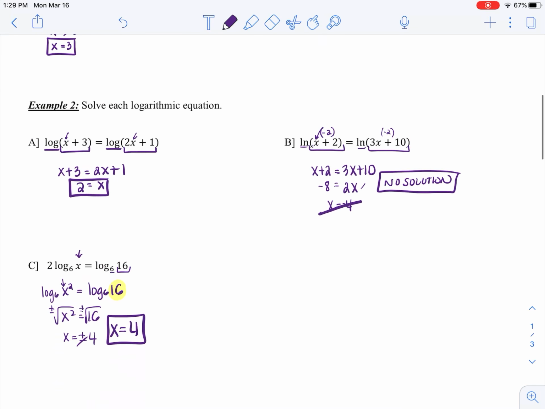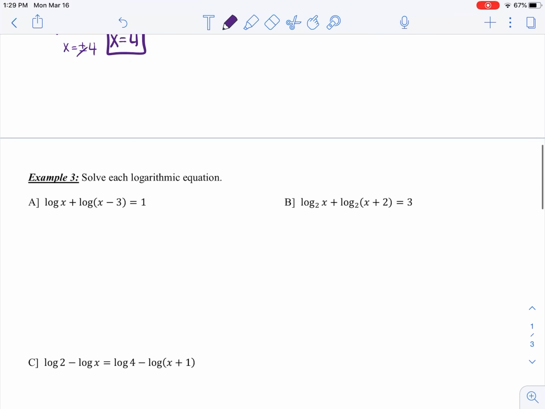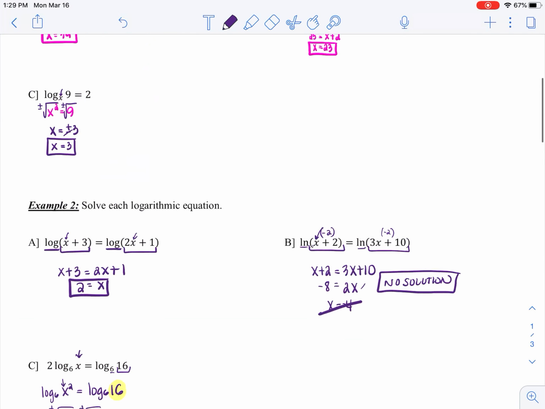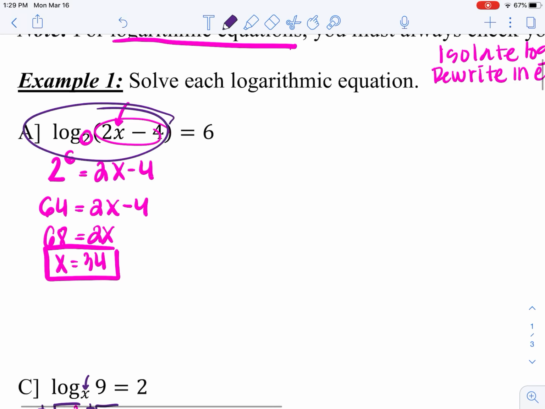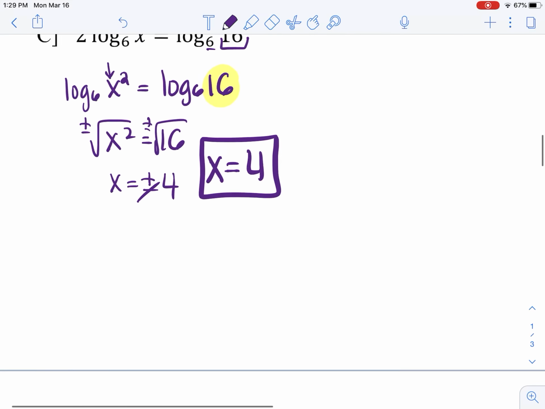Okay, so far we've seen one log on one side, one log on each side. Now we're going to see 2 logs on one side. So our goal is to get it to be 1 log on one side so that we can rewrite in exponential form.